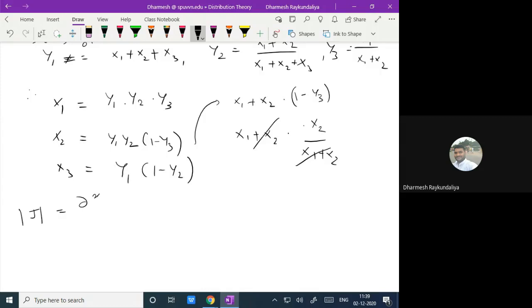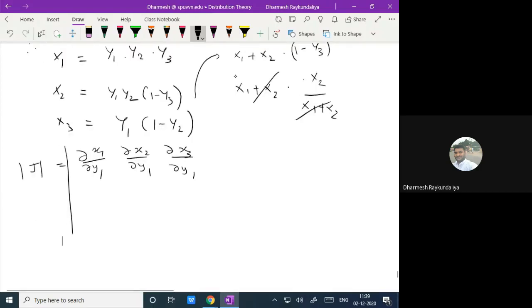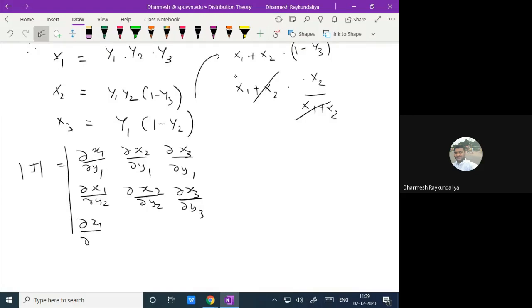So Jacobian of del x1 by del y1, del x2 by del y1, del x3 by del y1. Then del x1 by del y2, del x2 by del y2, and del x3 by del y2. Similarly, del x1 by del y3, del x2 by del y3, and del x3 by del y3. So what is that?